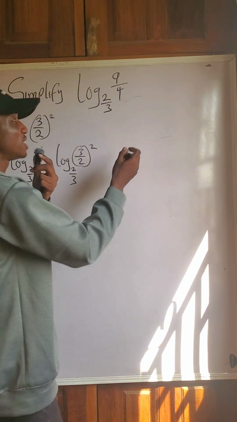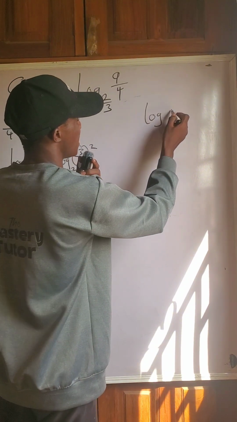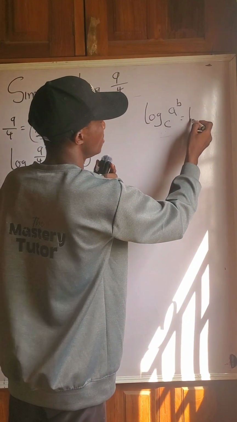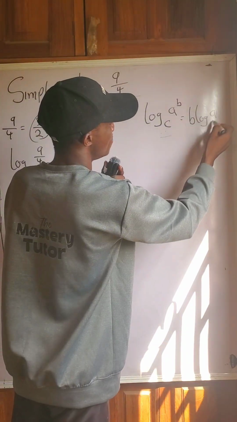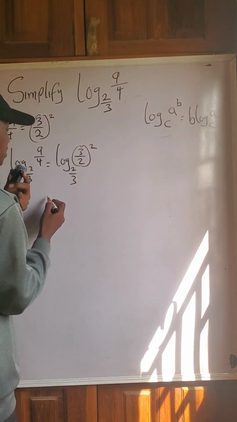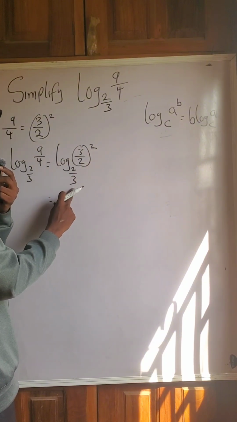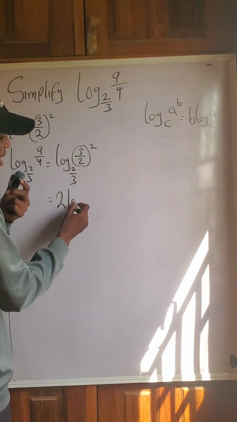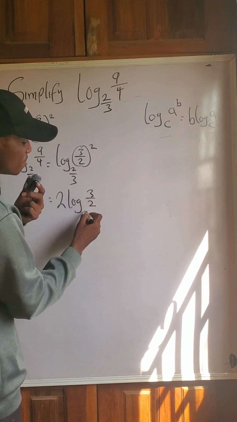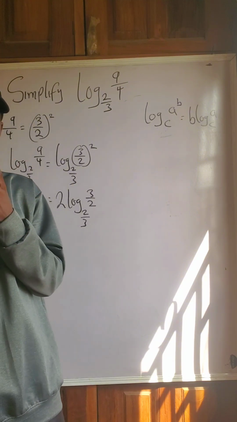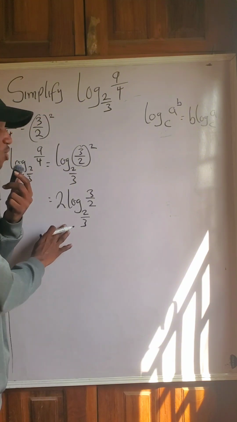Okay, now according to this law, log a to the power of b base c can be written as b multiplied by log a base c. So now I have log of 3 over 2 raised to the power of 2 base 2 over 3, so I'm going to have 2 multiplied by log 3 over 2 base 2 over 3, right? That is one of the laws of logarithm. The log of a power is the product of the power and the log. So I use that law here.